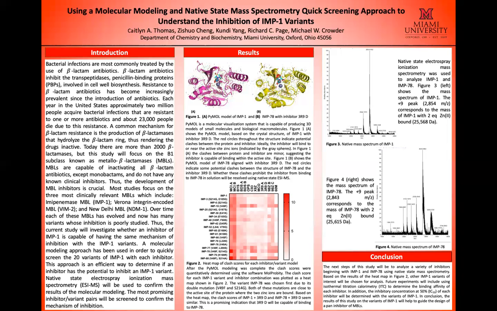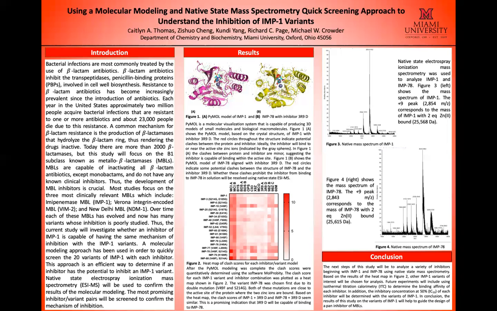In order to determine if the inhibitor does inhibit IMP78, native state mass spectrometry was used. In figures 3 and 4, you can see the mass spectra for IMP1 and IMP78 respectively. The largest peak in both spectra corresponds to the mass of IMP1 or IMP78 with 2 zinc ions bound.